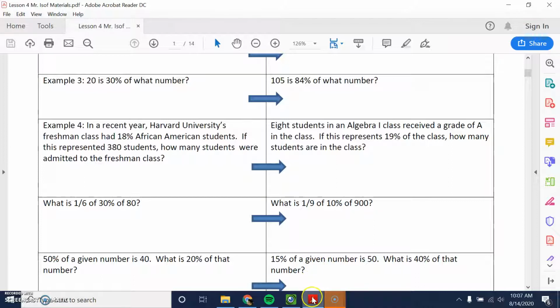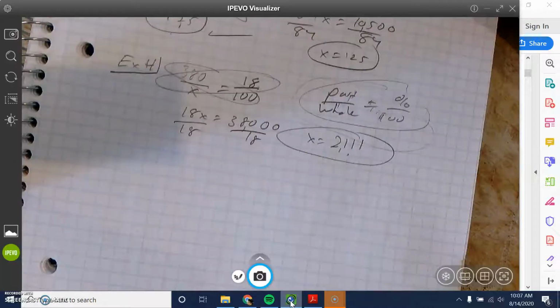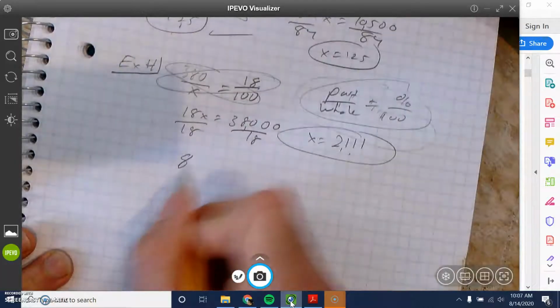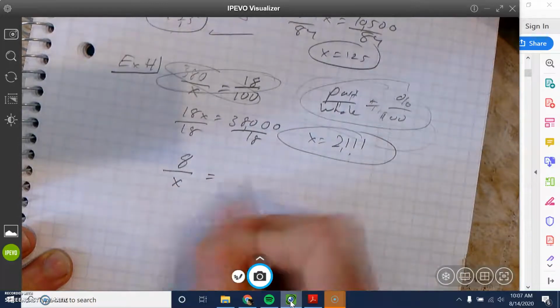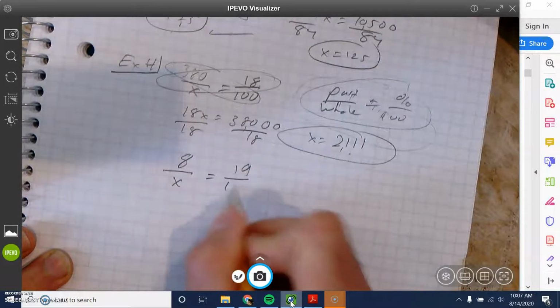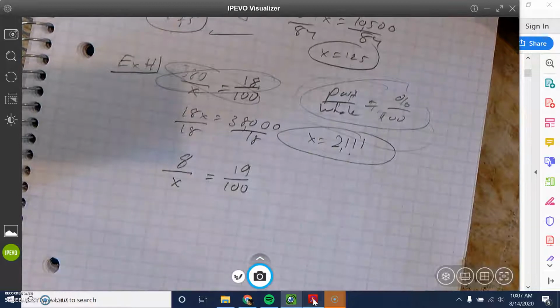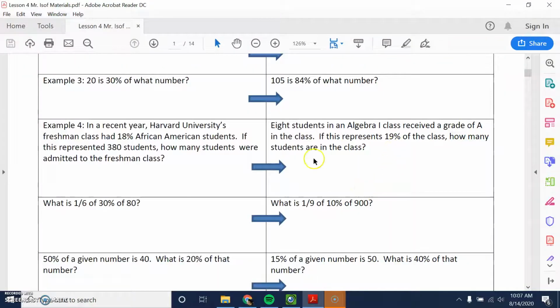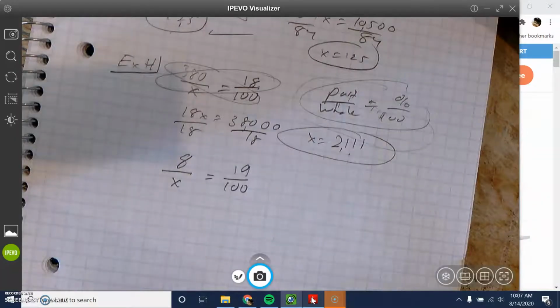All right, cool. Let's see how we did it. All right. So 8 students got an A. How many total students? And that was 19% out of the total students. So 19% of the class, how many students are in the class? That is the total. Let's see if you got it.